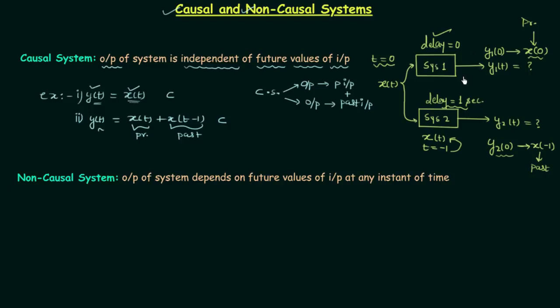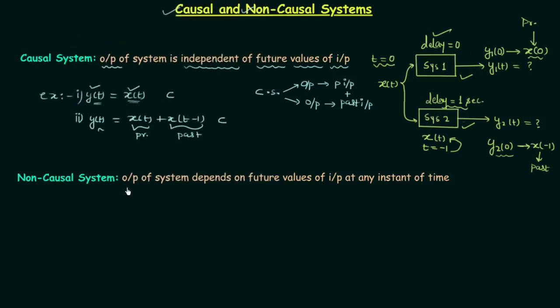So this is the difference between system 1 and system 2, and all real life systems or practically realizable systems are having either this nature or this nature, and in both the cases the output is not dependent on the future values of input. So we can say that causal systems are practical or physically realizable systems. Now we will discuss what are non-causal systems.